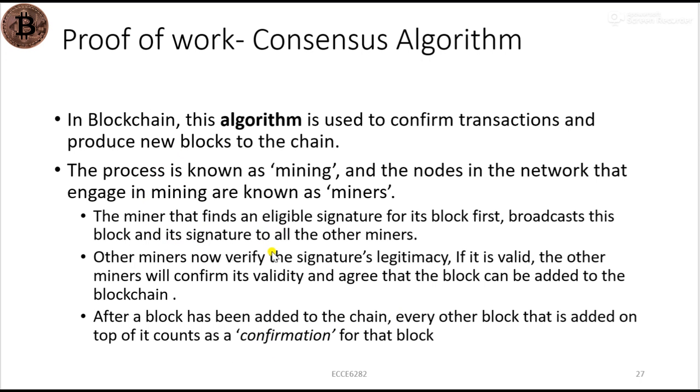Once a miner finds an eligible signature for its block first, that is, the miner who finds the nonce value which generates the hash less than the target value, that miner will broadcast the block and its signature, or its hash, to all other miners in the network. When other miners verify the hash or signature legitimacy, here signature means the hash of the block, okay, if it is valid, the other miners will confirm its validity and agree that this block is valid, and now this block can be added into the blockchain.